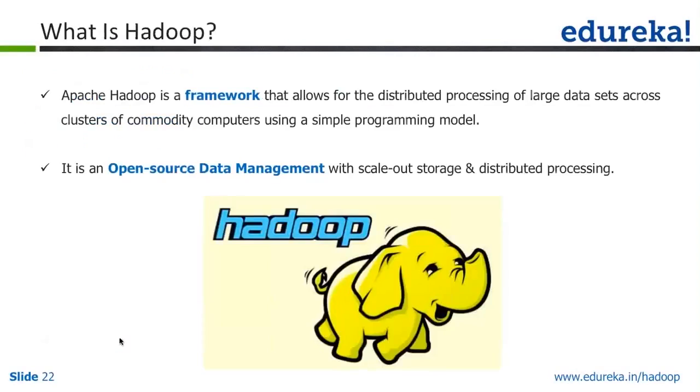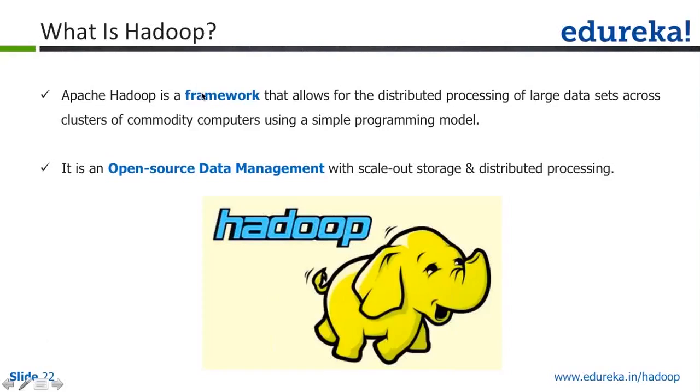Okay. Now let's look at what is Hadoop. Hadoop is not just a distributed file system. Hadoop is a framework that allows for distributed processing of large data sets, as we've just seen, across clusters of commodity computers using a simple programming model. Now, though I'm not a big fan of definitions, this one is a good definition. So Hadoop is a framework.